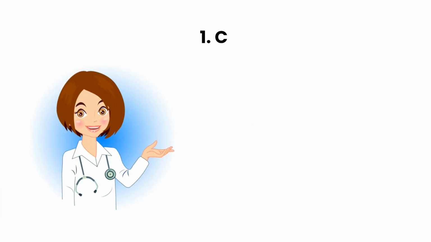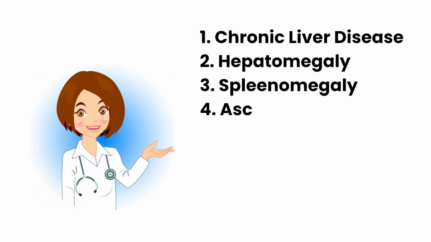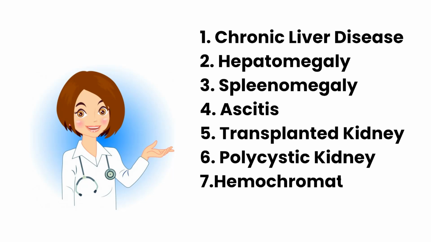Some of the common scenarios which we can encounter are chronic liver disease, hepatomegaly, splenomegaly, ascites, transplanted kidney, polycystic kidney disease, hemochromatosis, primary biliary cirrhosis, or primary sclerosing cholangitis.